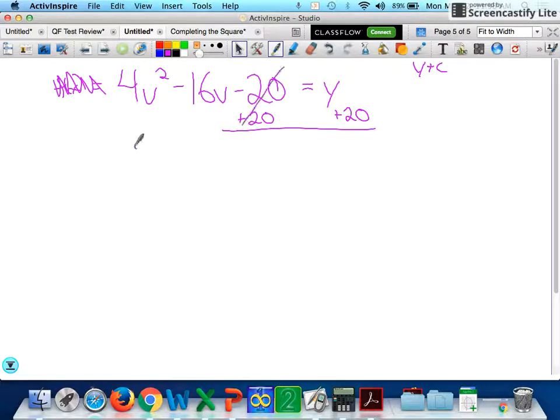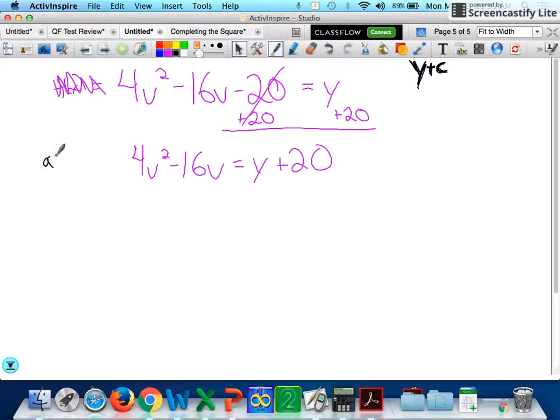Guys, this process is going to take some studying tonight. You're going to have to brush up on it. Now our next step, I guess I should write these in a different color. These are going to be in black for this problem. Y plus C was our first step.